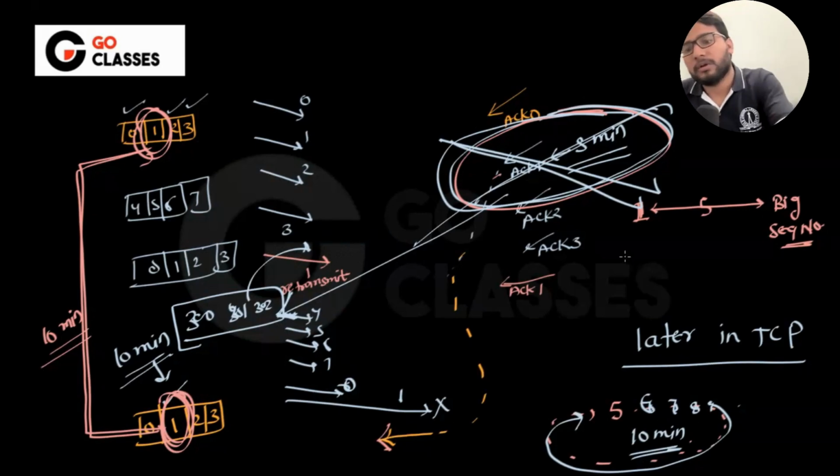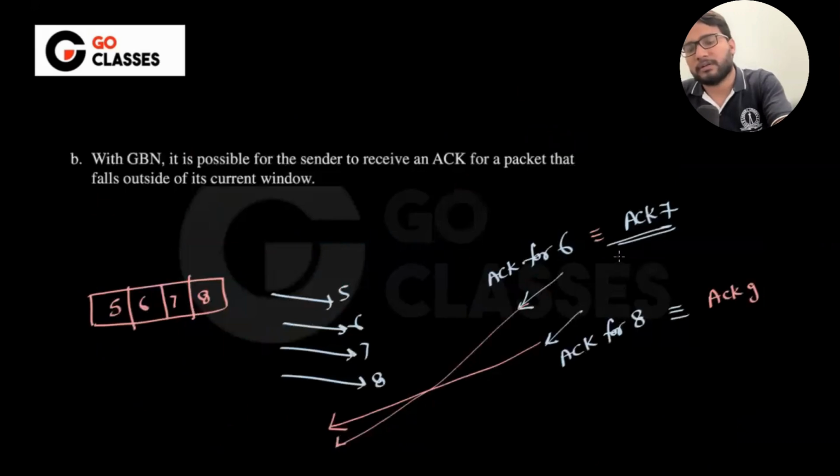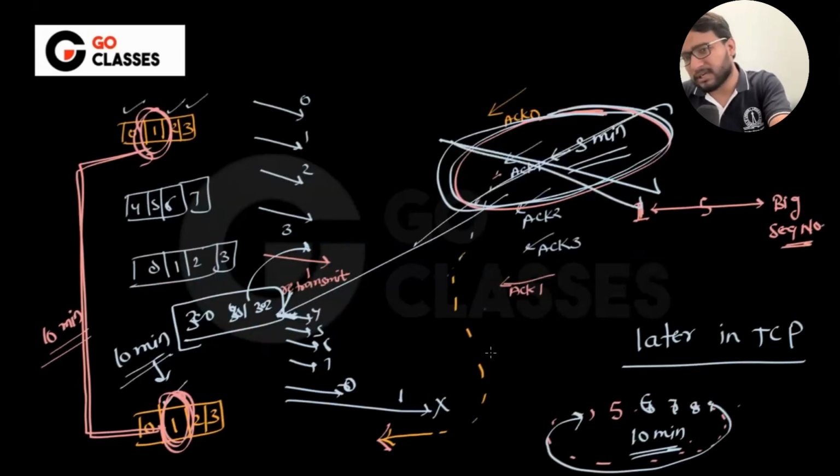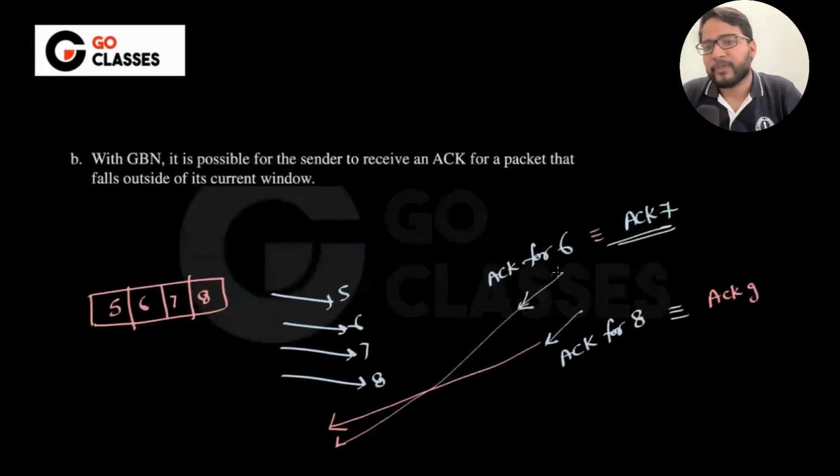Okay, cool. So anyway, this is what I'm trying to say: if it is too much delayed, even after the wrapping around of the sequence number, I will anyway discard it, but a little bit of reordering will anyway happen. So coming back to this question, let's see what it is saying. In Go Back N, it is possible for the sender to receive an ACK for a packet that falls outside the current window. So what does this mean?